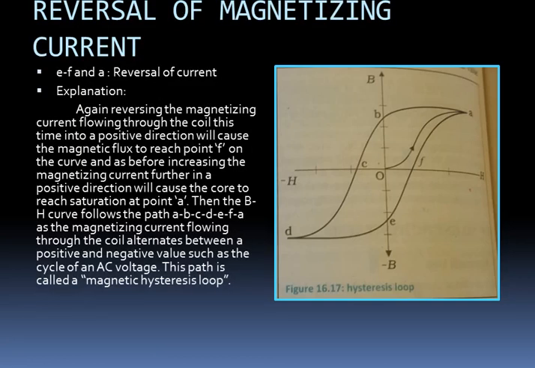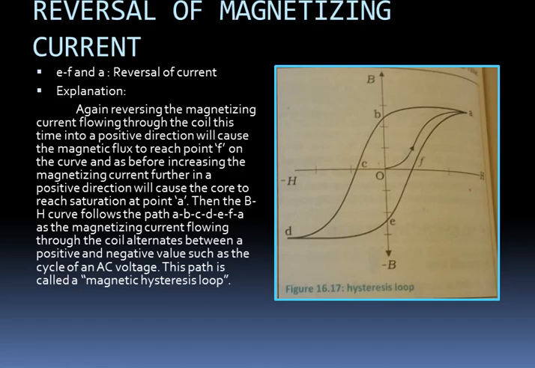Now, dear students, we are going to discuss the points E, F and A on the curve, which belong to reversal of current, and its complete explanation is as follows. Again reversing the magnetizing current flowing through the coil, this time into a positive direction, will cause the magnetic flux to reach point F on the curve, and as before, increasing the magnetizing current further in a positive direction will cause the core to reach saturation at point A.